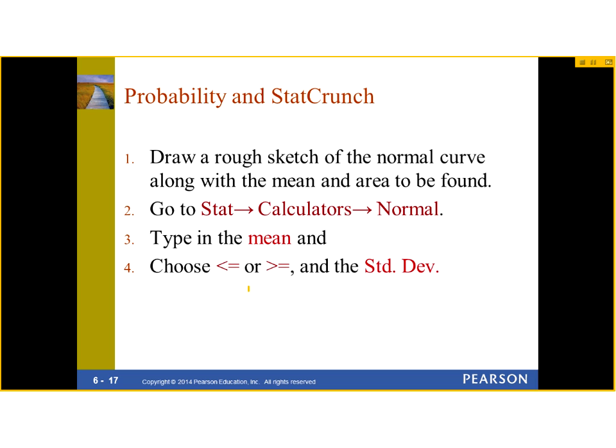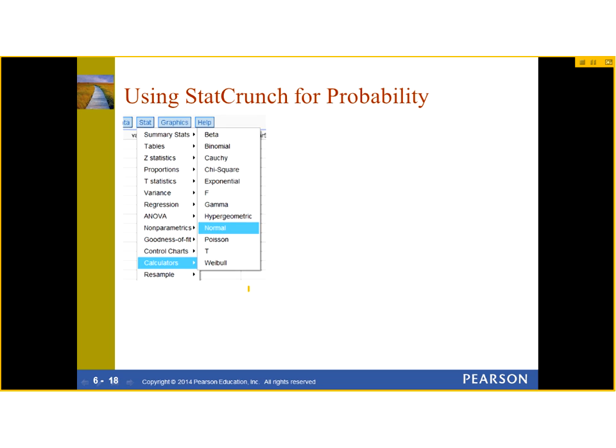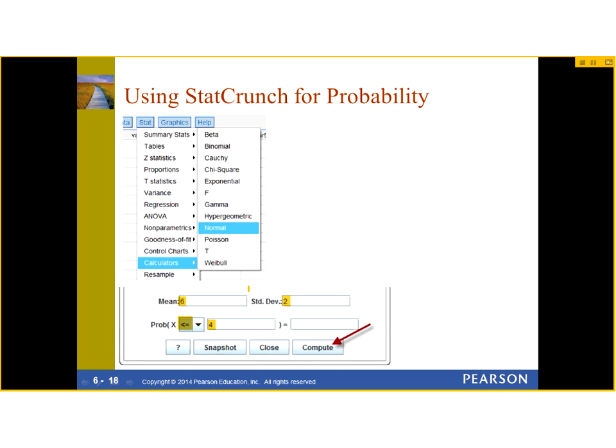You type the value of x, click compute, and you're done. So here's just a screenshot of what we did. Stat calculator is normal. You put in the mean, you put in the standard deviation, you put what you're looking for, you hit compute, and there it pops it up for you.